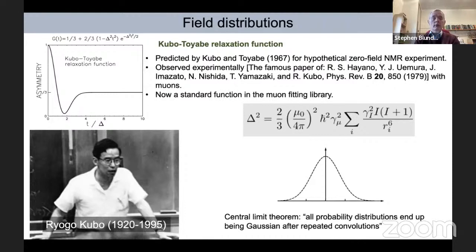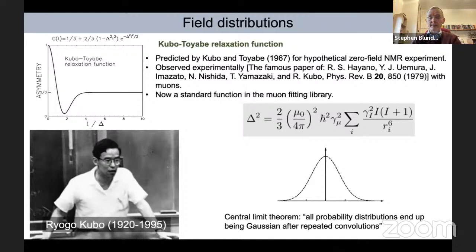did what many theoretical physicists do, which is that they thought of a hypothetical experiment that cannot be achieved, and they thought about a zero field NMR experiment. This isn't something you can do. And they worked out what the zero field analog of this curve is. And they predicted this Kubo-Toyabe relaxation function. And in fact, it was observed experimentally using muons. Kubo was still around to do this about 12 years later in the late 1970s.